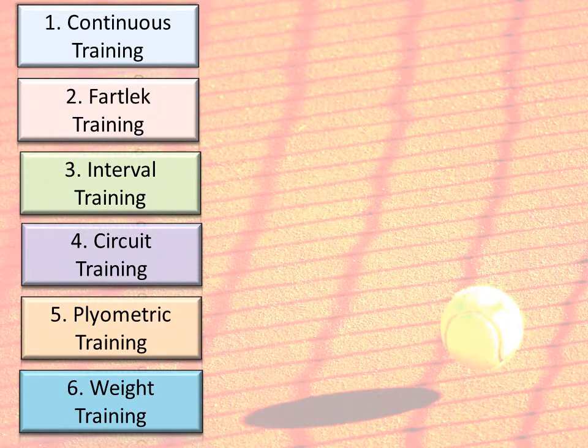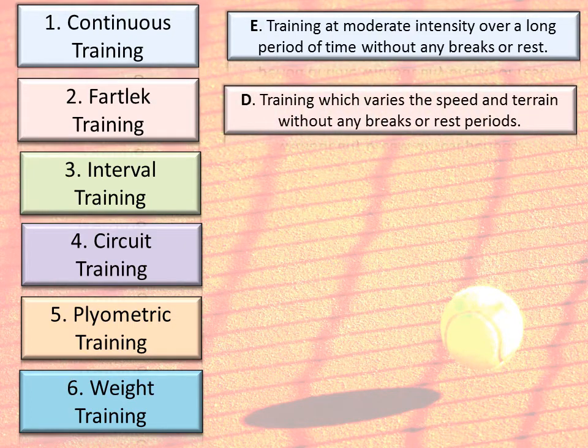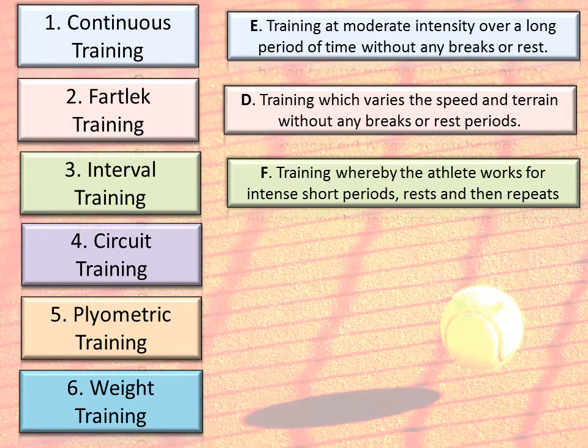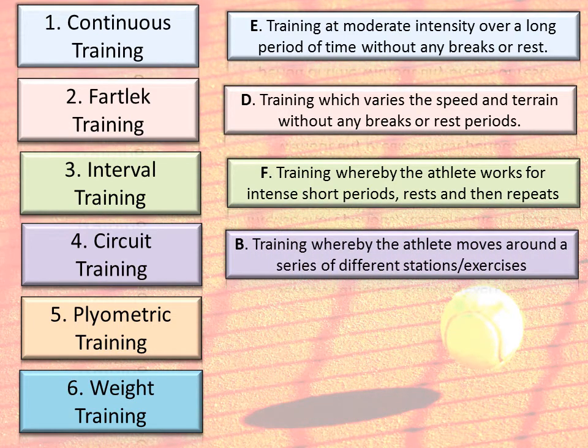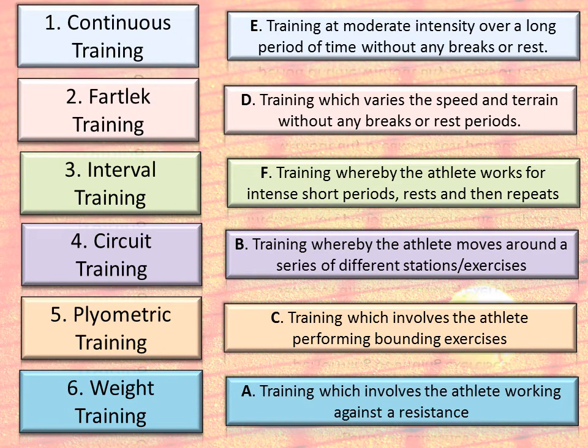Continuous training, as we know, is moderate intensity, long period of time. Fartlek, varying the speed and terrain. Interval, so working for intense short periods with rest breaks. Circuit, moving around a series of stations. Plyometric is that bounding exercise. And weight training, or resistance training as we prefer to call it, where you're working against a given resistance.